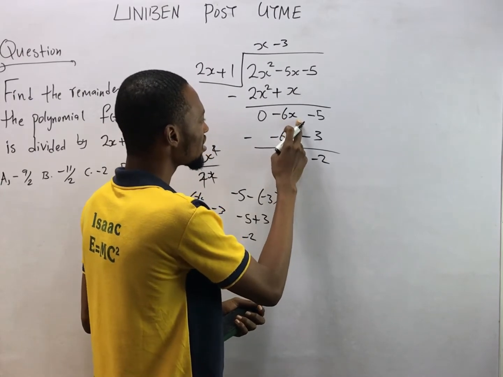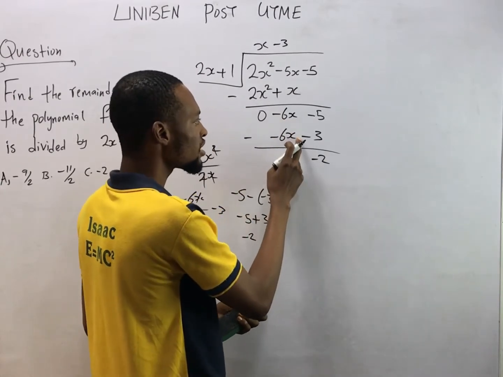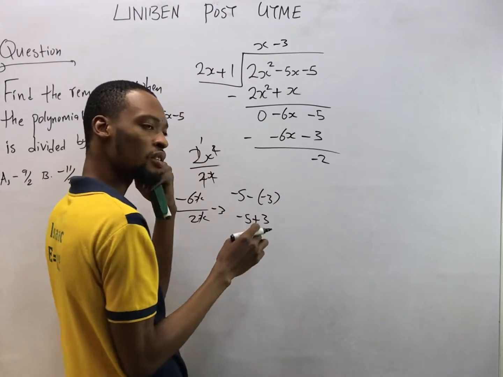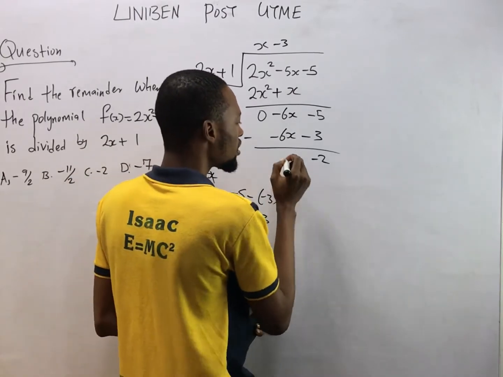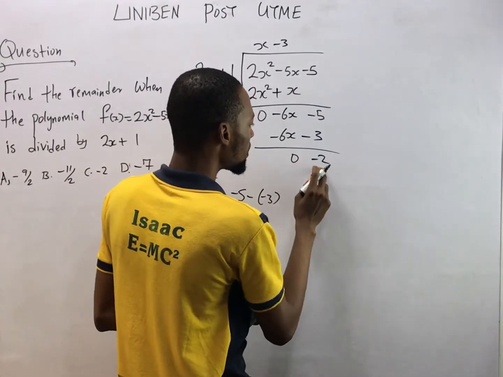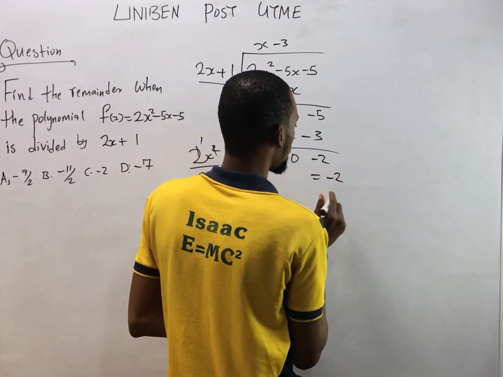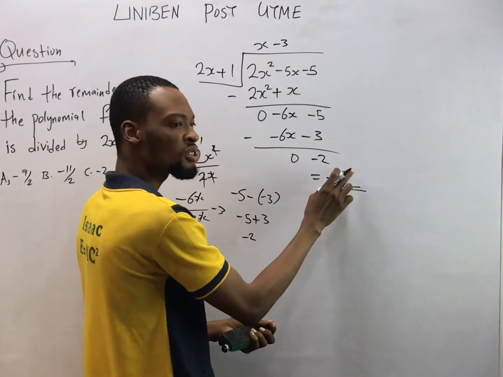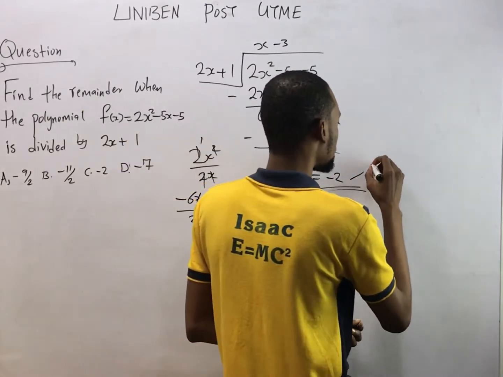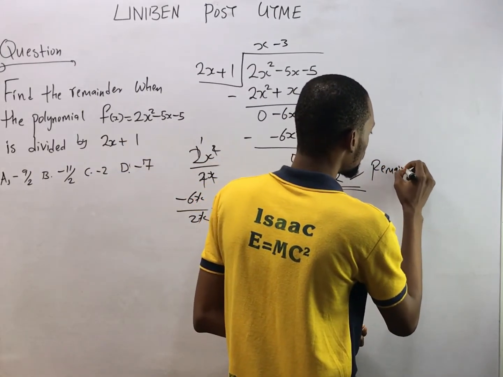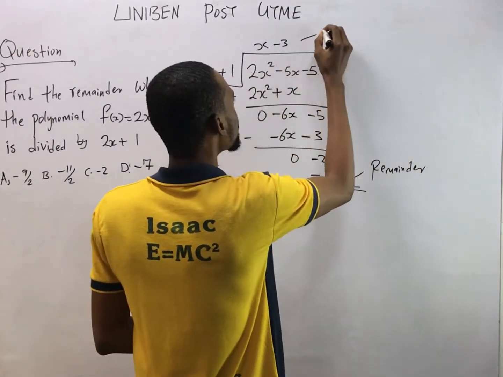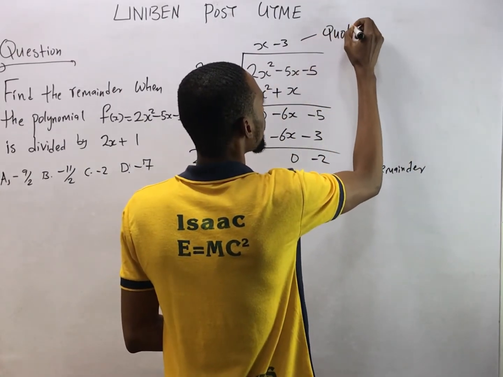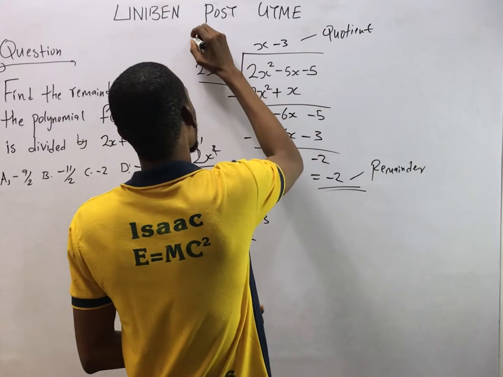Minus 6s minus 6s give you minus 6s plus 6s, which is 0. So you have 0 here. 0 minus 2 is simply minus 2. So our answer is minus 2. In polynomial, when you solve, what you get here at the end is called the remainder. Then here is called the quotient, and this is the divisor.